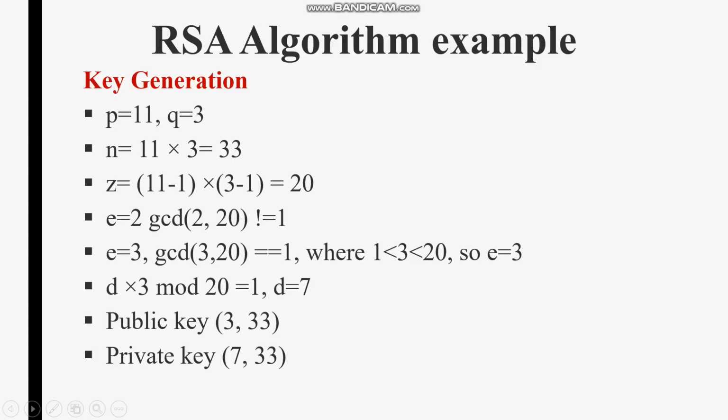So in that case, we can choose D as 7. So what is E? E is 3, D is 7. So what's the public key? Public key is 3, 33. Private key is 7, that is D is 7, 33. Now we have generated public and private key.